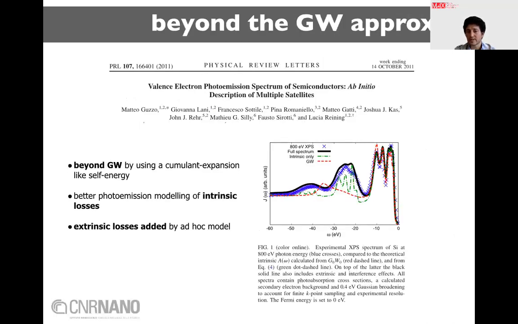And still concerning satellites, GW has been combined with cumulant approaches, such as done here, and that has been shown by several groups to improve significantly on the position and intensity of the satellites. Though, as clearly discussed in this paper here, in order to then estimate the photoemission signal, you actually need to include also a description of the extrinsic losses that are not described at this level of the theory.